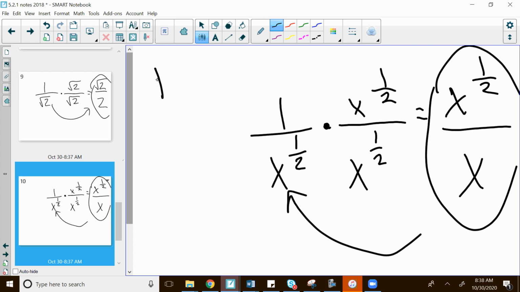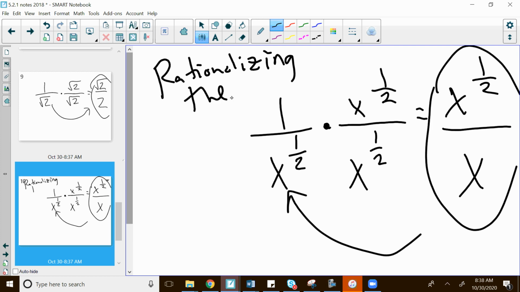Okay, so I want you to write this: rationalizing. We are rationalizing the denominator here. Anytime we have a fractional exponent in the denominator of a fraction, we have to do something to get rid of that, or to make that go to a whole number, right?